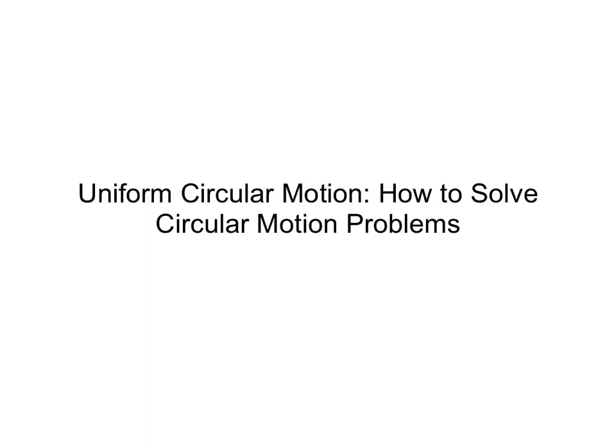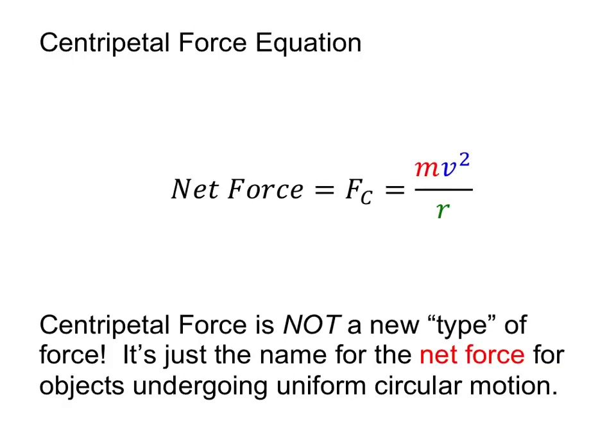All right, today we're going to be talking about how to solve circular motion problems for a uniform circular motion unit. So the first thing we need to talk about is the centripetal force equation. Now, what we have here is Fc is equal to mv squared over r.